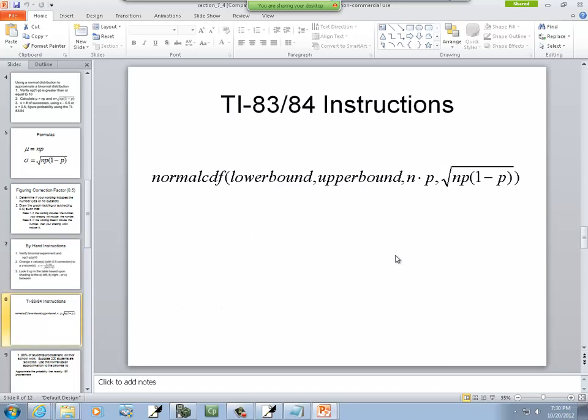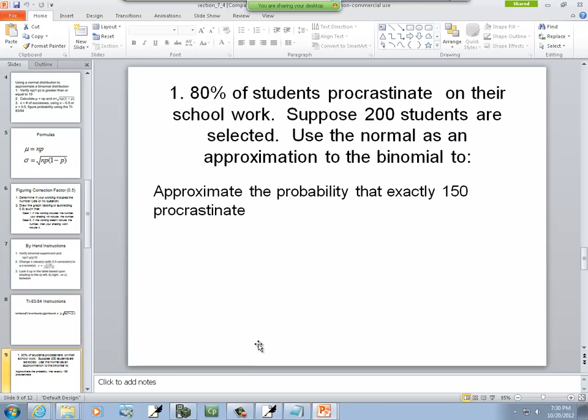Now the TI-83 84 instructions. We'll do our normal CDF, lower bound, upper bound, then our mean, which is n times p, and then our standard deviation, which is the square root of n times p times 1 minus p. We're first going to do these with the calculator, and then I'll go back and do them by hand.